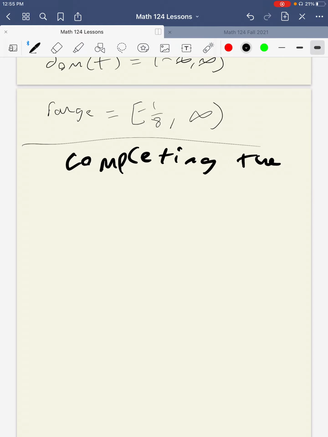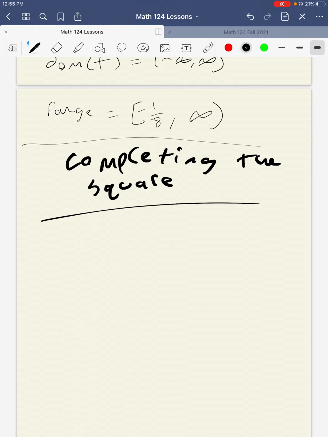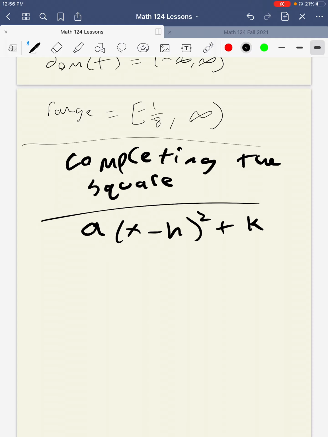So, completing the square. This is best demonstrated through an example. The goal is to write our quadratic equation in this form. We want to write a quadratic equation to look like this. Okay, so that is the goal, and I will show you how to do it through example.